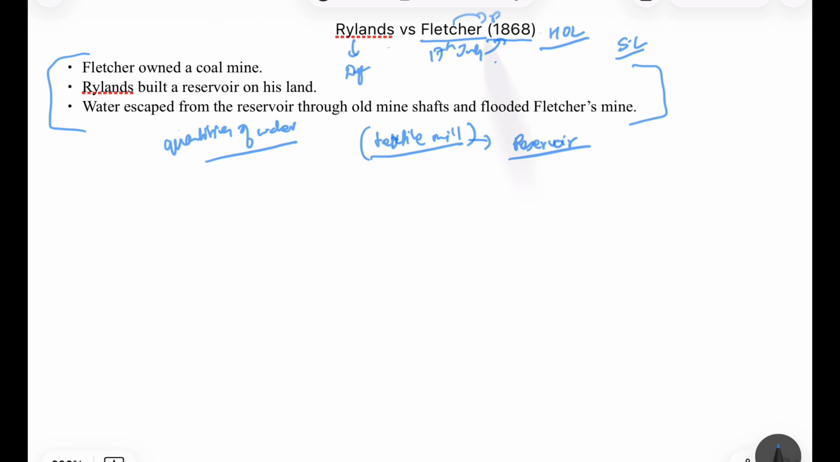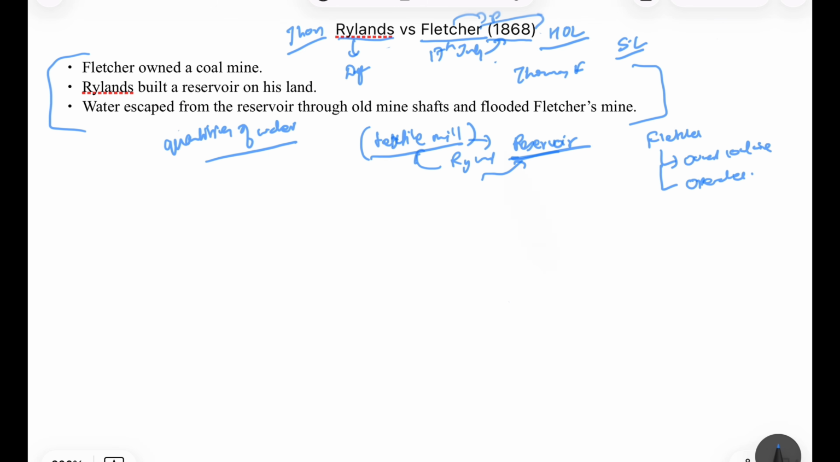But here these are the parties. Parties are Fletcher and Ryland. The original name of Fletcher is Thomas Fletcher. Okay, John Ryland. Firstly, what about the parties? Fletcher owned a coal mine, and he operated a mine adjacent to the land of Rylands. Now coming to Ryland, he owned a textile mill, and he constructed a reservoir. These are the two important facts about the parties.